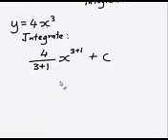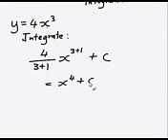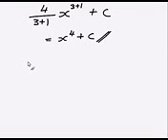So 4 divided by 4 is just 1, so you don't need it. X to the power 3 plus 1 is x to the power 4 plus the constant of integration c. And that's the integral answer.